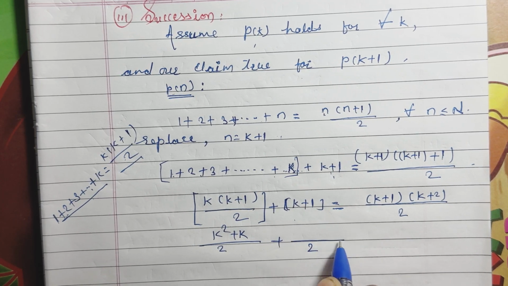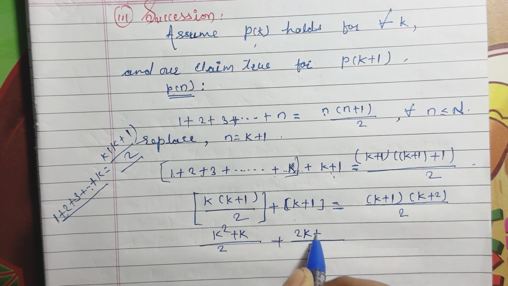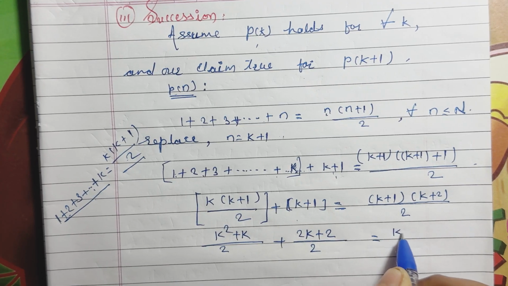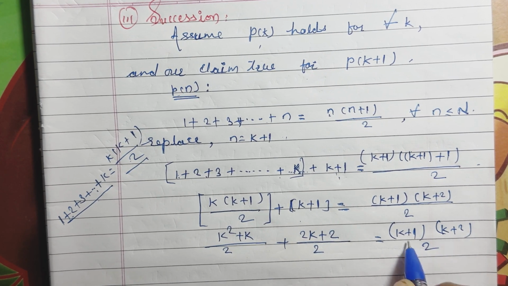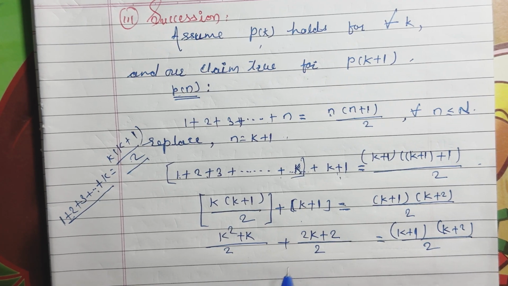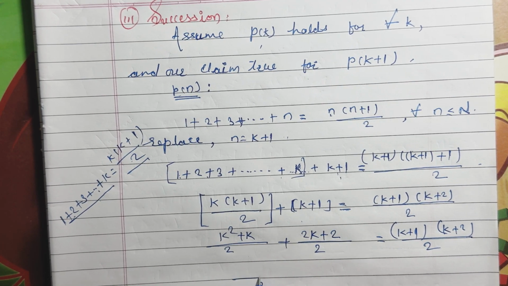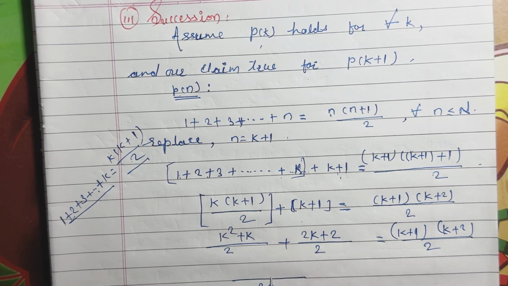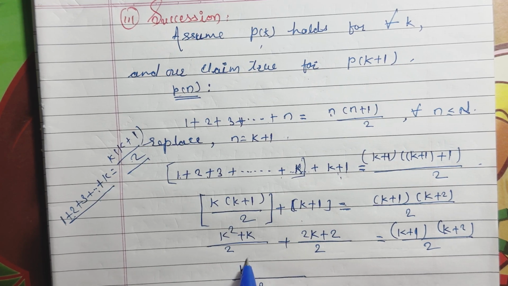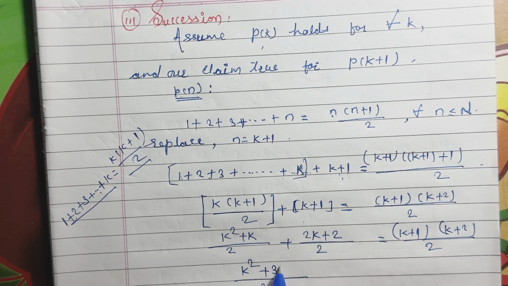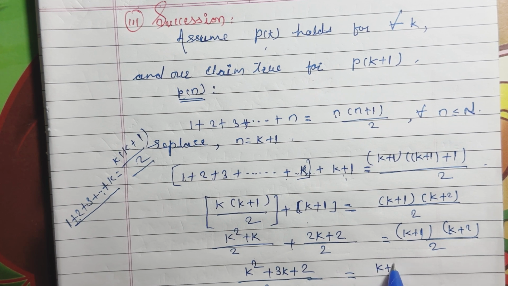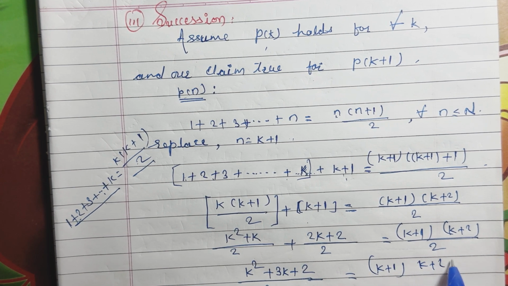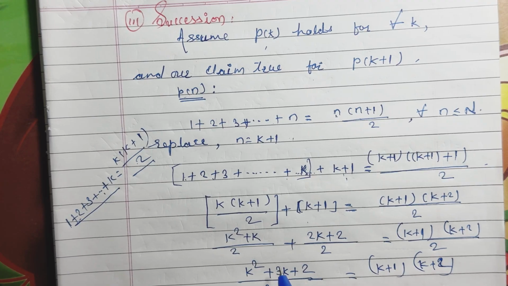So that you will get the denominator 2, 2k plus 2, is equal to k plus 1 into k plus 2 divided by 2. Whenever we have the same denominator, we take it once. So k square plus k plus 2k, which is k square plus 3k plus 2, divided by 2, is equal to k plus 1 into k plus 2 divided by 2. So we want the factorization.